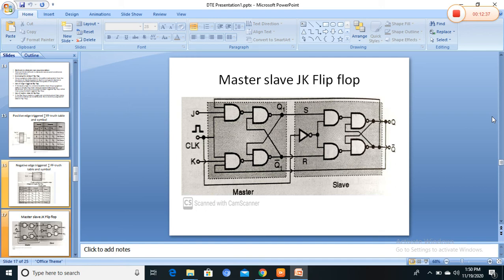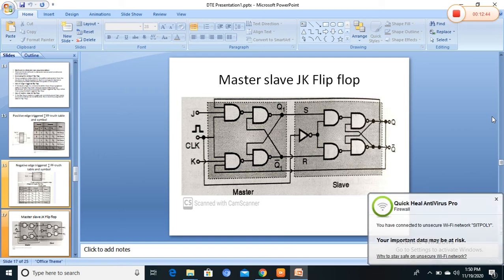But due to the presence of an inverter in the clock line for the slave, there is one inverter connected, so the slave is a negative level trigger. Thus both the master and slave circuits are level triggered circuits.